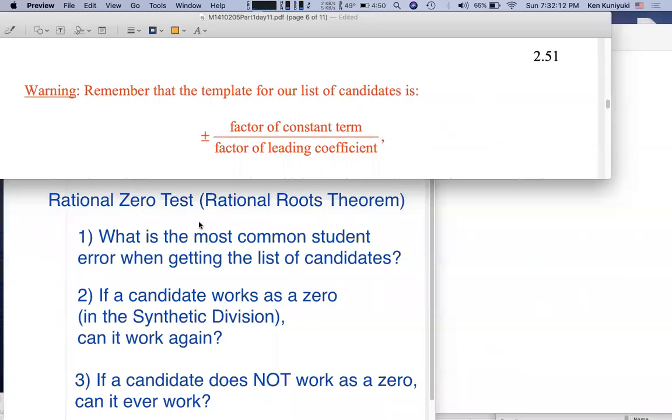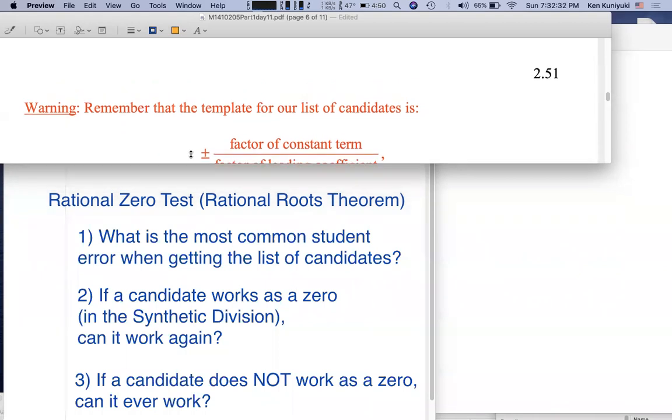Hi everyone. Let's discuss in further detail the rational zero test, or the rational roots theorem. Remember that the template for the list of possible rational zeros, the list of candidates, is given by plus or minus factors of the constant term over factors of the leading coefficient. Now, 4 questions for you.